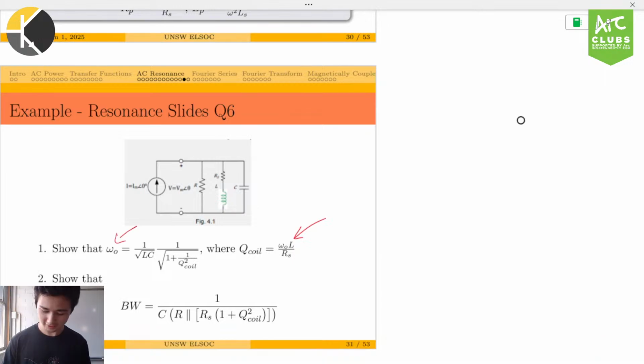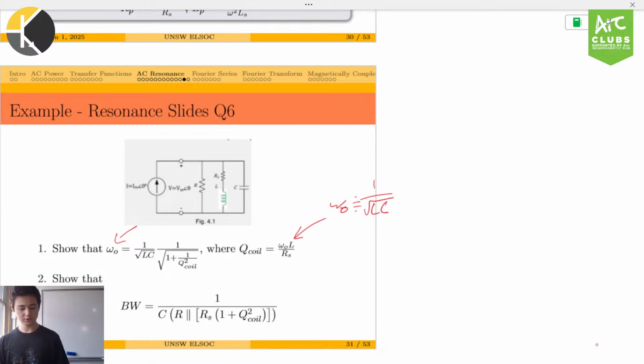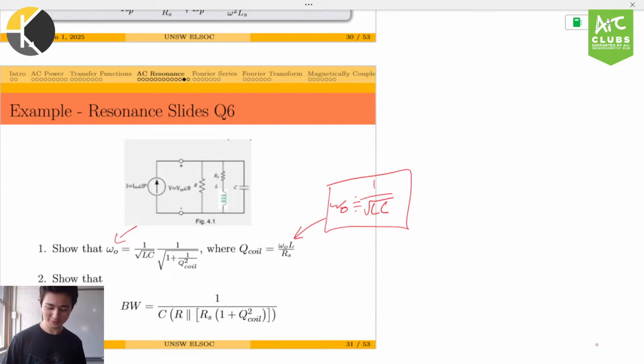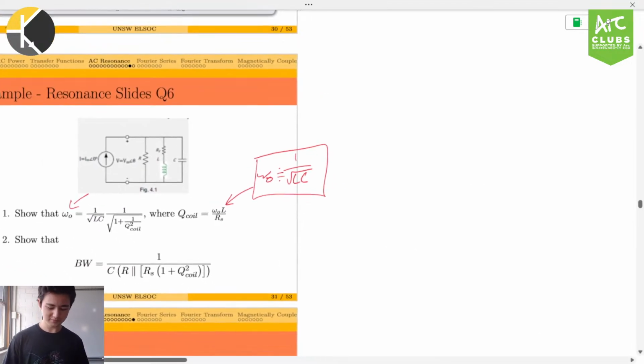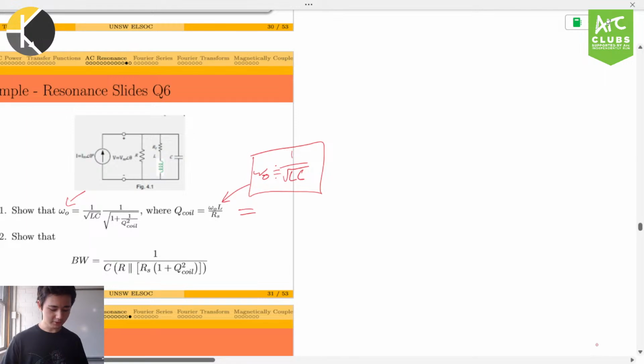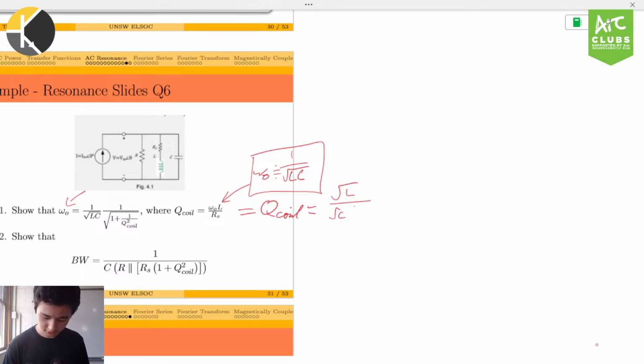It's a quick thing, but it's actually referring to omega 0 being approximately 1 over root LC, okay? So that's Q coil. We're going to put our answers in terms of Q coil. While I was doing the working out for this question, I came to this conclusion. It was just not the nicest, but anyways, we can rewrite this to clear it up. So Q coil is actually going to be equal to root L on root C times RS, okay? And that's just talking about my stuff over here.